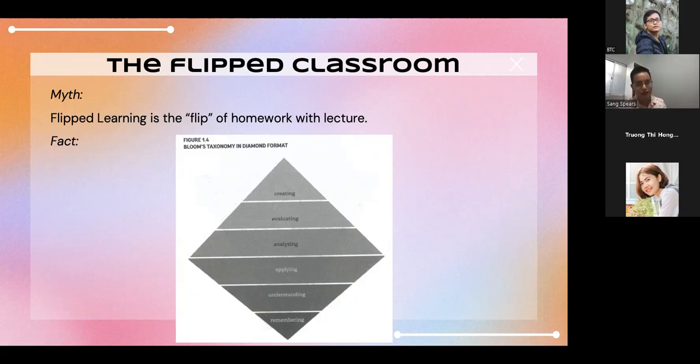Okay, so that's why flipped classroom is not flipping homework and lecture. Don't use the time for homework in the class.